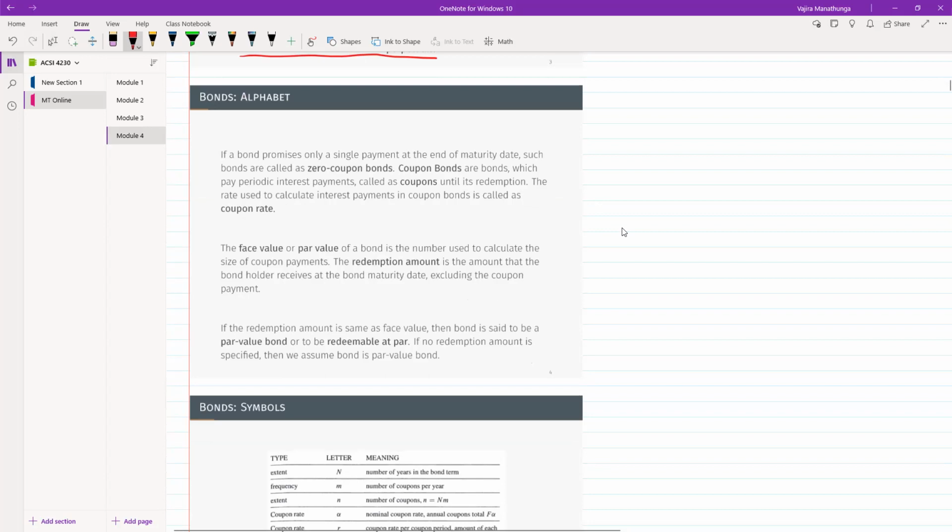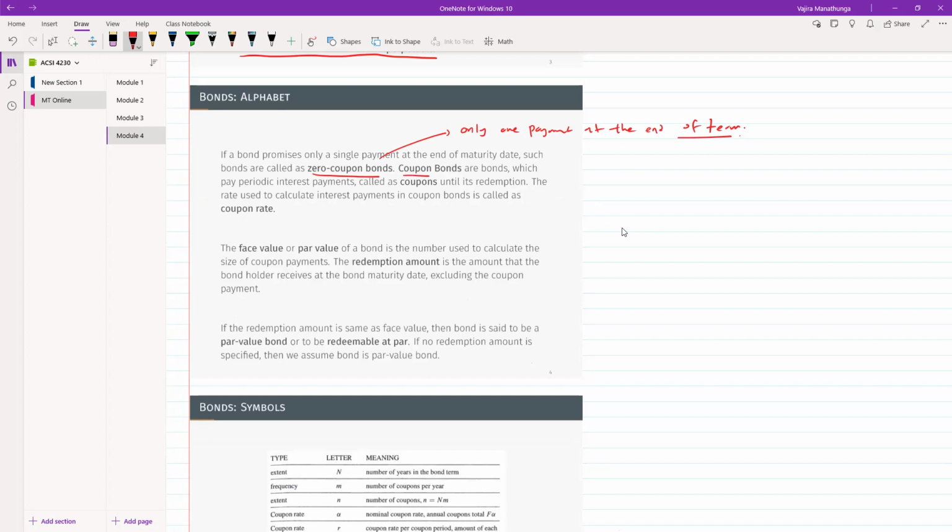Here are more terms we use under bonds. If a bond promises only a single payment at the end of the maturity date, then those are called zero coupon bonds. So this means there is only one payment at the end of the maturity, at the end of the term. So those are zero coupon.